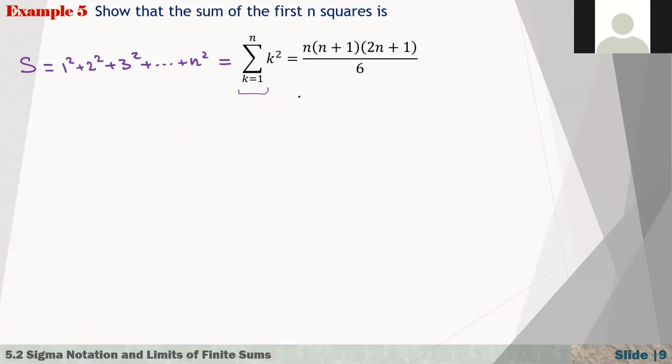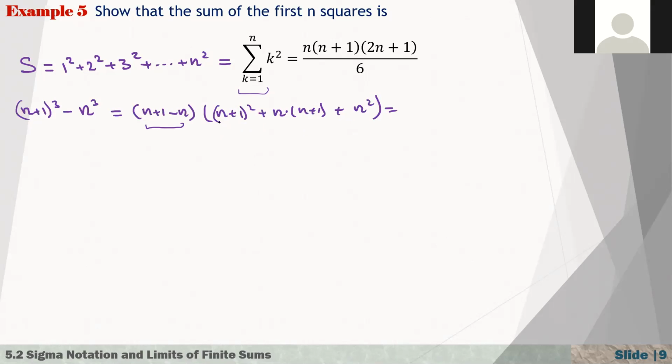To do this again, I'm going to use this formula. Let's expand n plus 1 cubed minus n cubed. It is equal to n plus 1 minus n, times n plus 1 squared plus n times n plus 1 plus n squared. The first part, n plus 1 minus n, is equal to 1. If we simplify the other part, here we have n squared, also n squared here, and n squared here. That's equal to 3n squared.